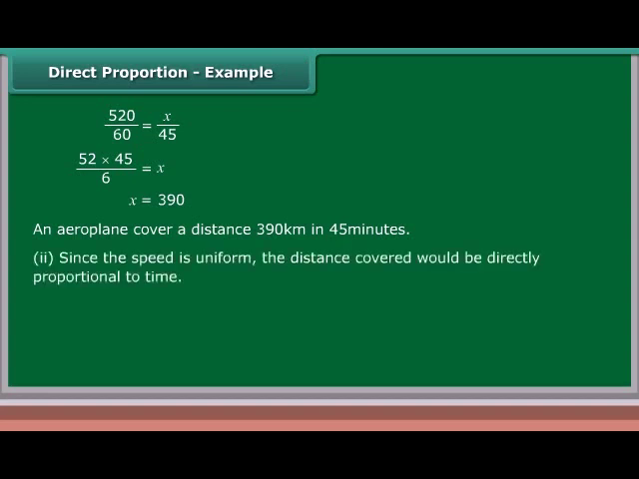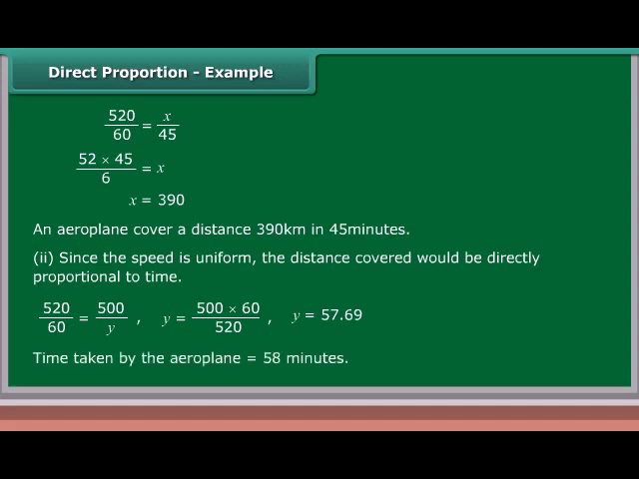Since the speed is uniform, the distance covered would be directly proportional to the time. 520 upon 60 is equal to 500 upon y. So y is equal to 500 into 60 upon 520. Y is equal to 57.69. Time taken by the aeroplane is approximately 58 minutes.